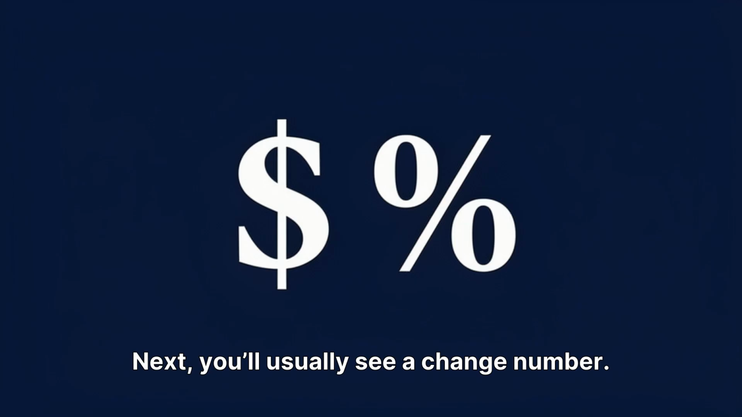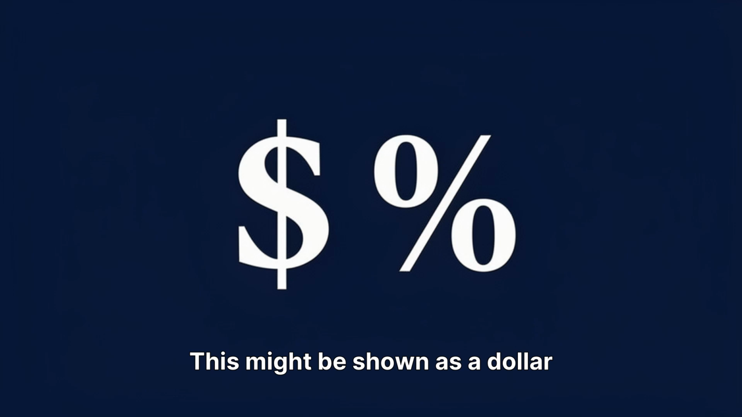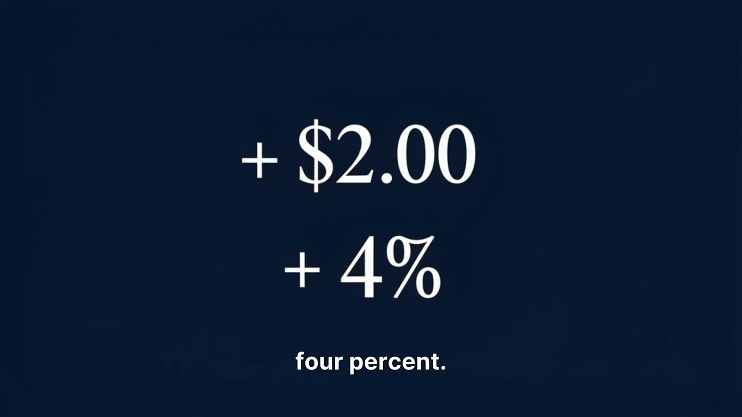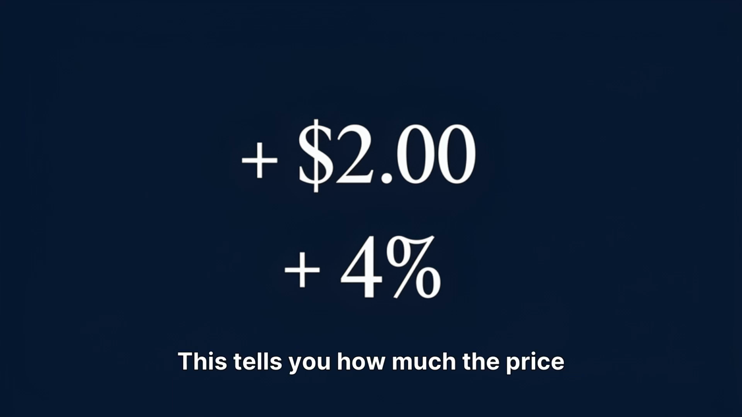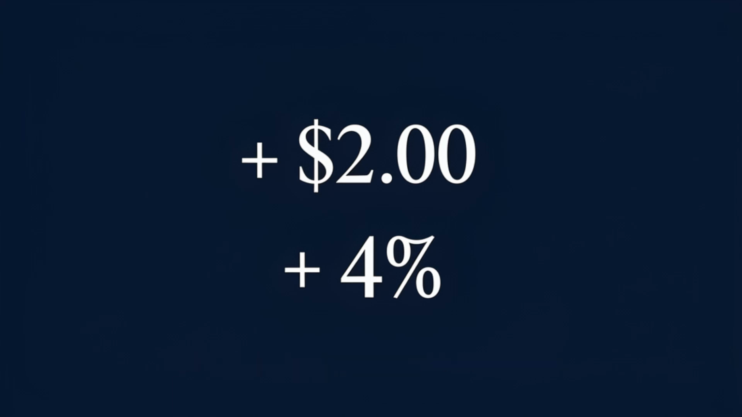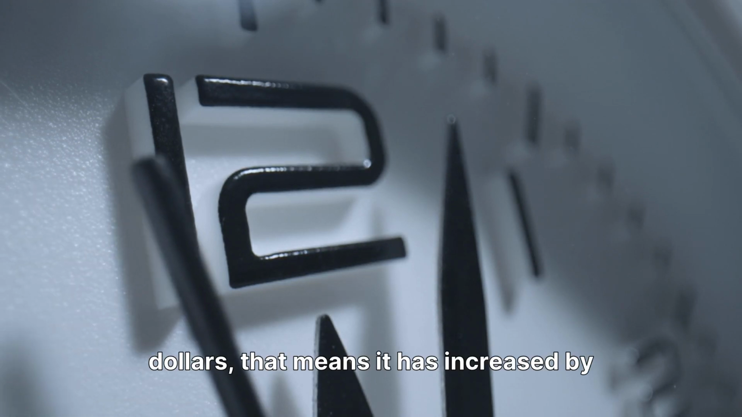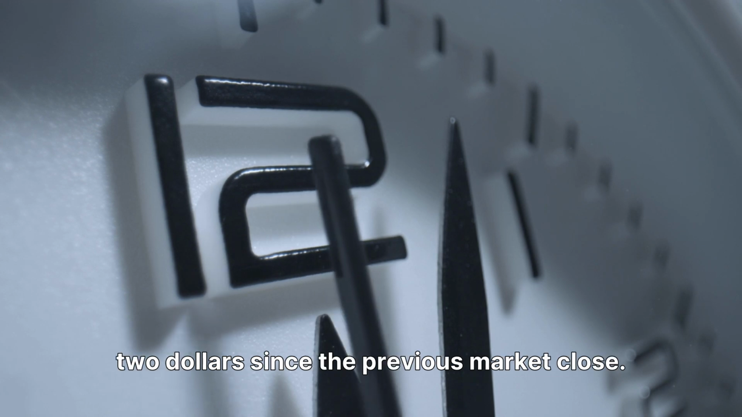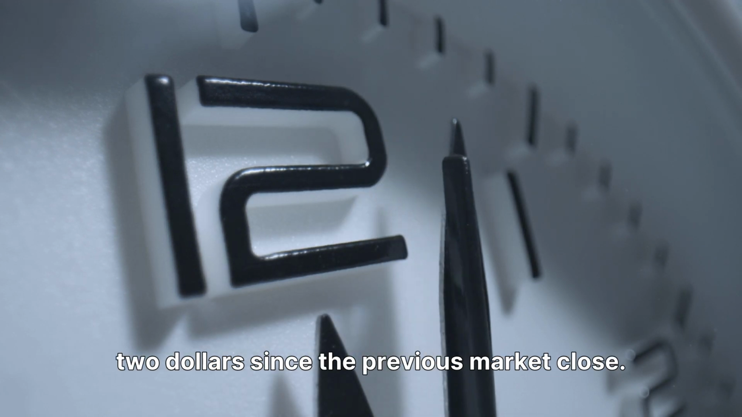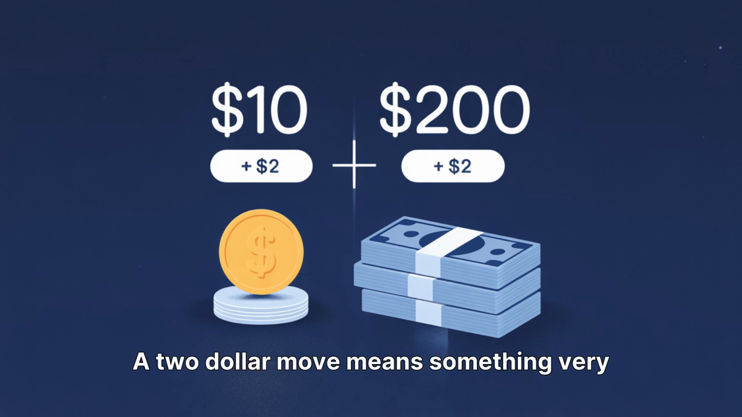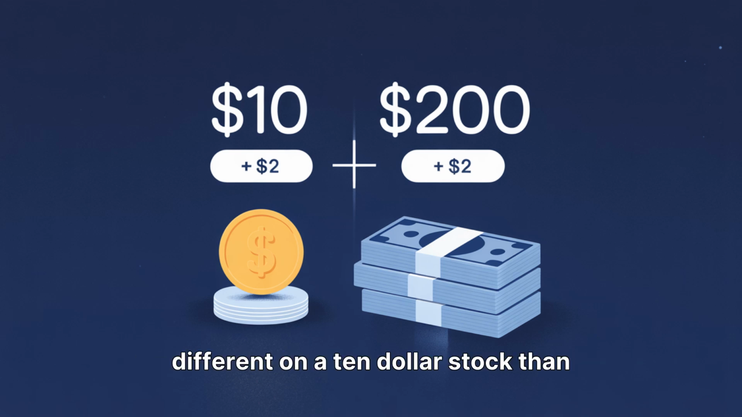Next, you'll usually see a change number. This might be shown as a dollar amount or a percentage. For example, plus $2 or plus 4%. This tells you how much the price has moved over a specific period. Most of the time, that period is 1 day. So if a stock is up $2, that means it has increased by $2 since the previous market close. The percentage helps you understand the size of that movement. A $2 move means something very different on a $10 stock than it does on a $200 stock.